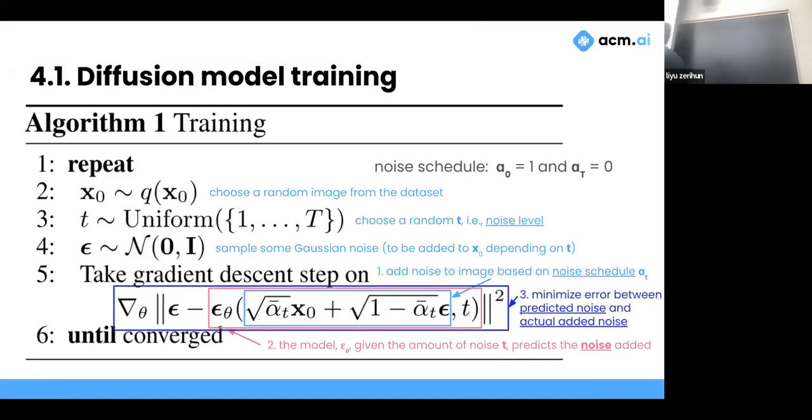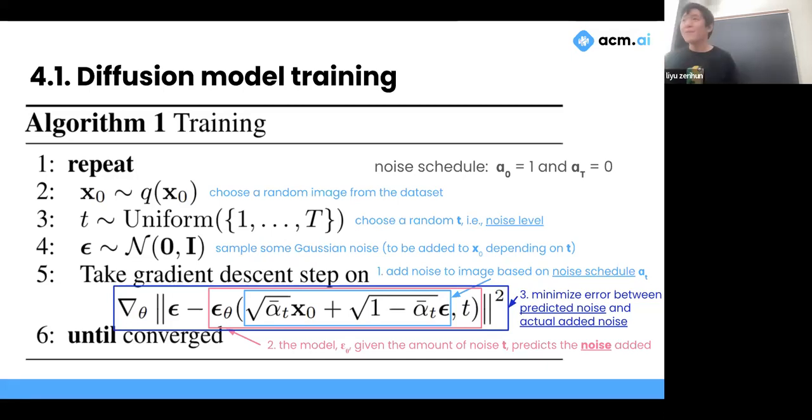And lastly, what we want to do is minimize the error between what the model has predicted as the noise that we added to the image versus the actual noise that we added to the image, because we sampled noise here. And that's how the diffusion model is trained.